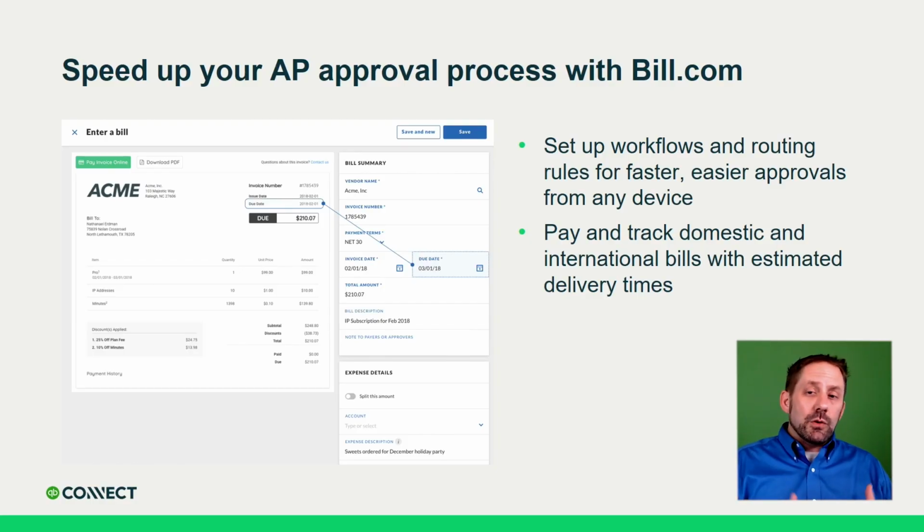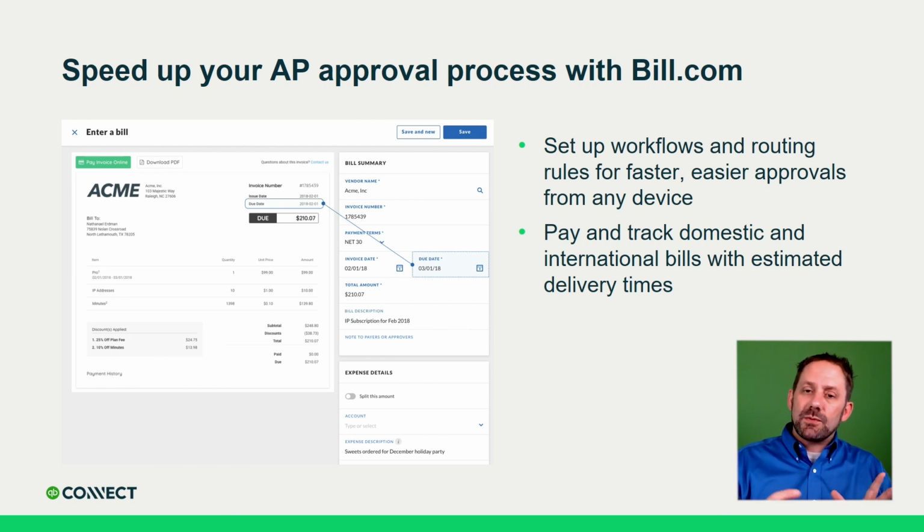Additionally, we've talked so far a lot about the money in aspects of these different integrations. So we should also talk about the money out. Bill.com is an application that's been in the industry for quite some time and is well revered. With QuickBooks Online Advanced, you can connect with Bill.com and basically speed up your AP approval process. You can set up workflows and routing rules for faster and easier approvals from any device. You can pay and track domestic and international payments and even estimate what their delivery time would be. So this, again, will help you on the cash flow, on the money out aspect of it, giving you great control over it all.